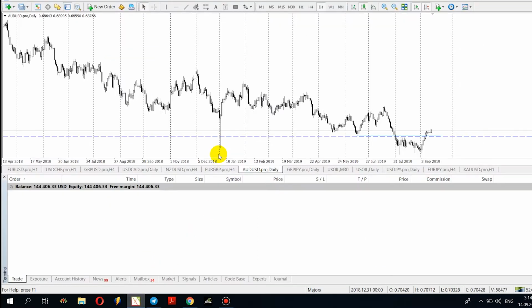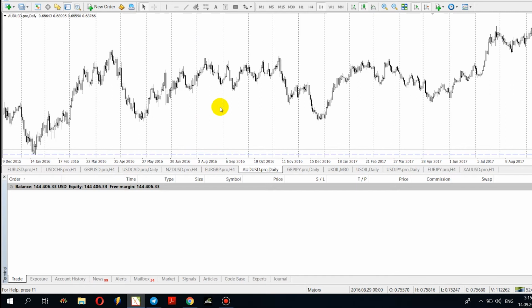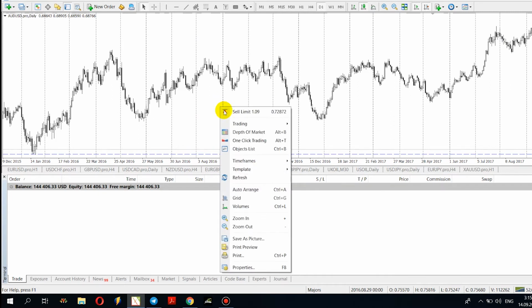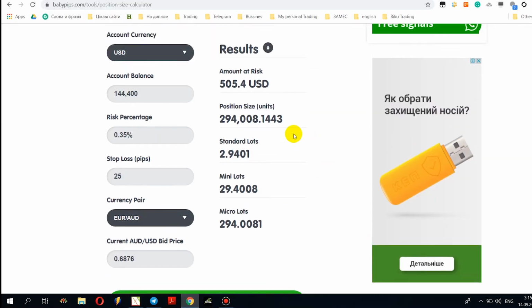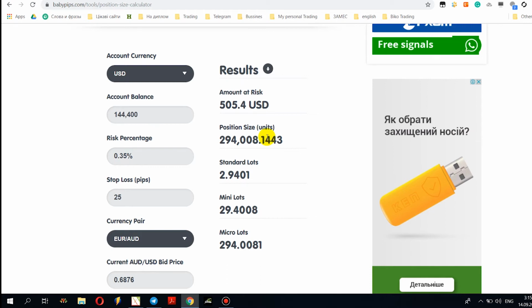After that, you can open your trading platform and open a new order and write your volume. Here you have different types of volume. Dear friends, please write below this video, is it understandable for you how you count risk per position? I will answer all questions which we see below.